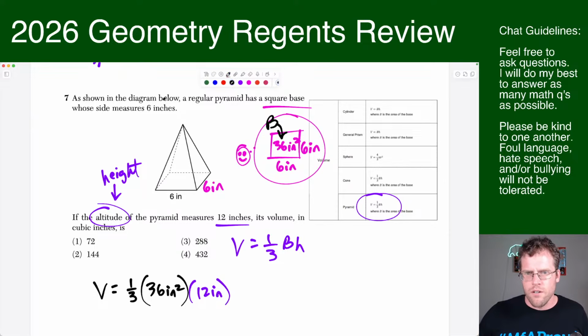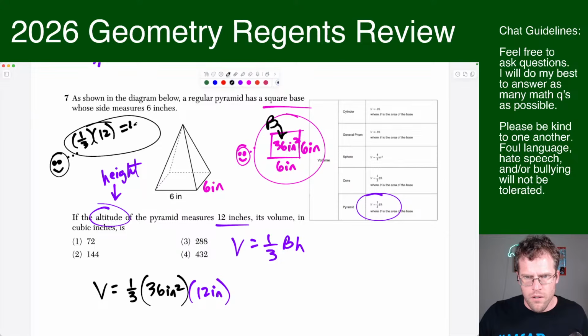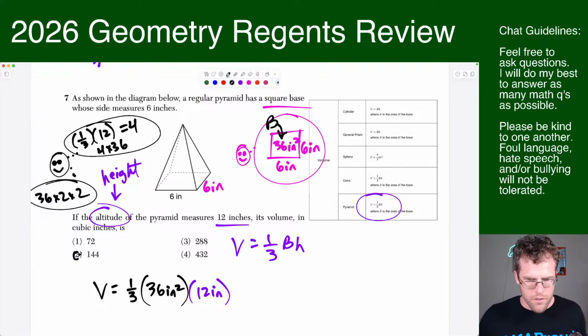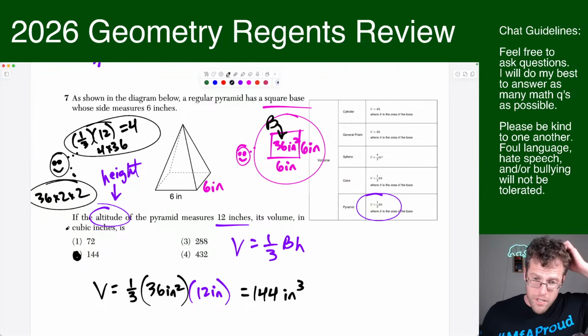If you want to do some mental math, that's cool. If I was doing this math in my head, I would do 1/3 times 12 first, which is 4. And then 4 times 36. I just do 36 times 2 times 2. I just double it twice. So I get 72, times 2 is 144. Now, I'm going to point out something else. Inches squared times inches is inches to the 3rd power, but we could say cubic inches.